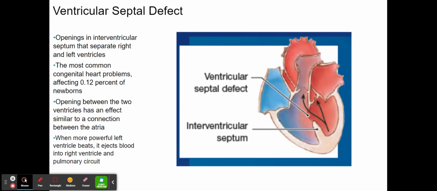A ventricular septal defect is an abnormal opening in the wall, or the septum, between the left and right ventricles. It affects about 0.12% of newborns. The opening between the two ventricles has an effect similar to a connection between the atria. When the more powerful left ventricle beats, it ejects blood into the right ventricle and the pulmonary circuit.